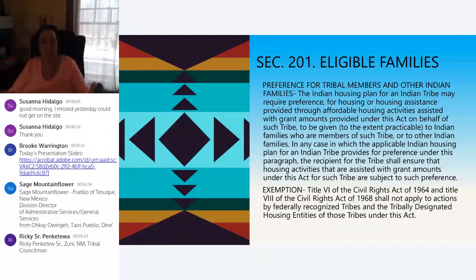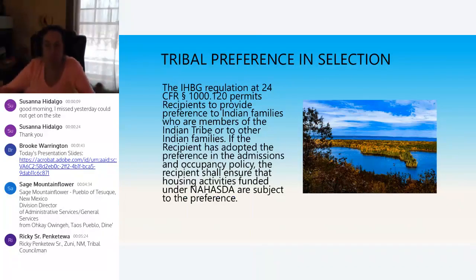We are exempt, okay? Exemption. Title VI of the Civil Rights Act of 1964 and Title VIII of the Civil Rights Act of 1968 shall not apply to actions by federally recognized tribes and tribally designated housing entities of those tribes under this act, okay? We don't, the fair housing and things like that, we get the money on behalf of low-income Native Americans. So we can give those preferences. It's not discrimination. We're awarded those monies to do that.